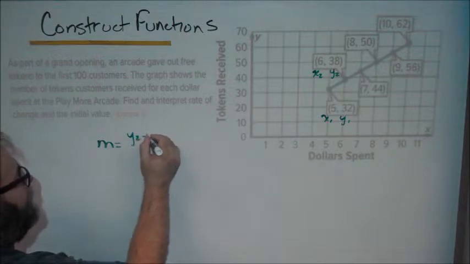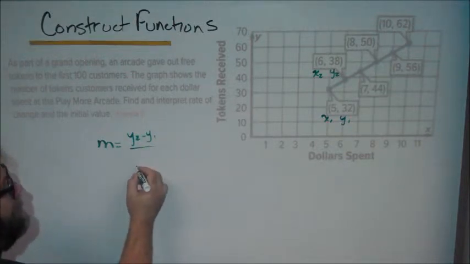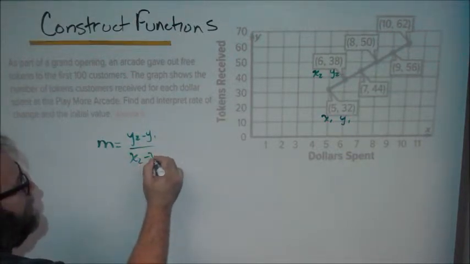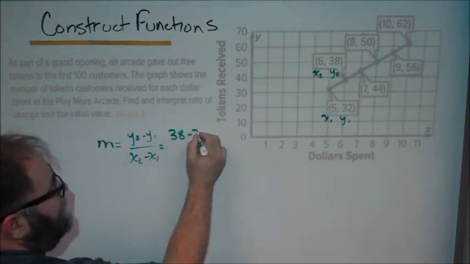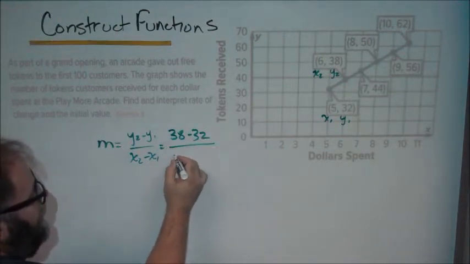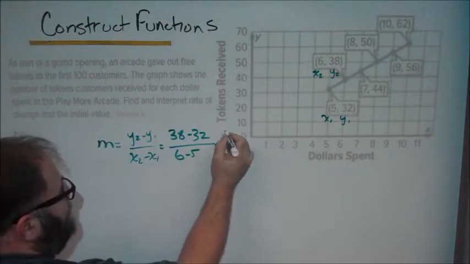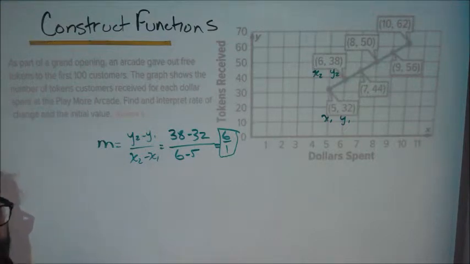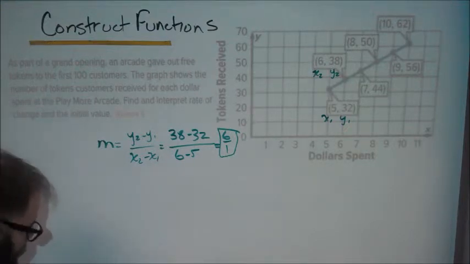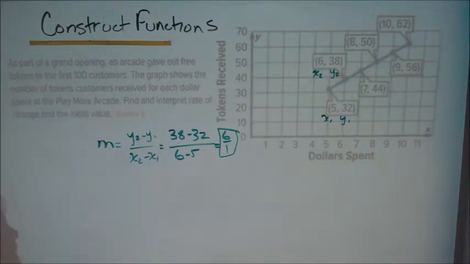And our formula here is y sub 2 minus y sub 1 over x sub 2 minus x sub 1, and we write these out. We've got 38 minus 32, and 6 minus 5, and that's going to give us 6 over 1. So that's our slope right there, our rate of change. We found that. Now let's figure out what the initial value was here.